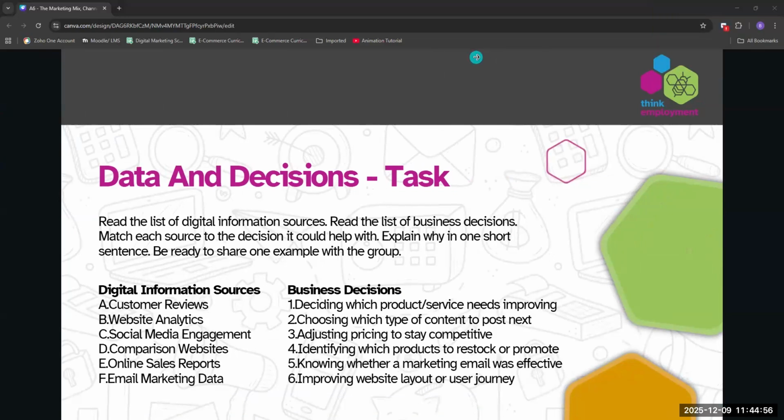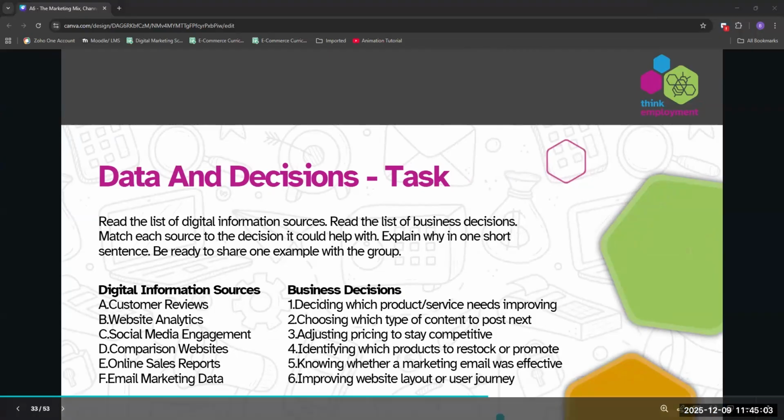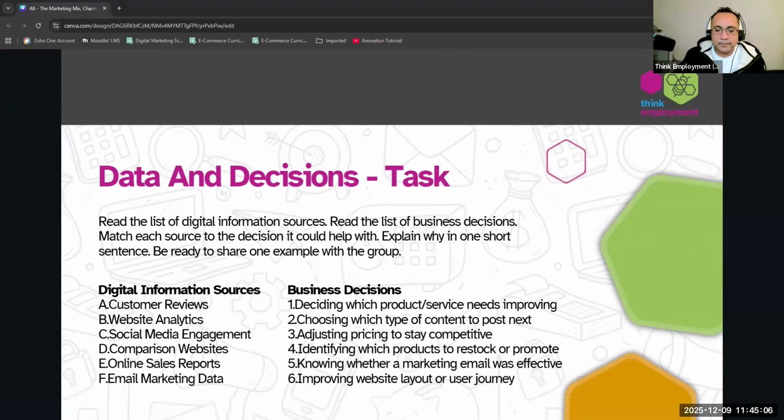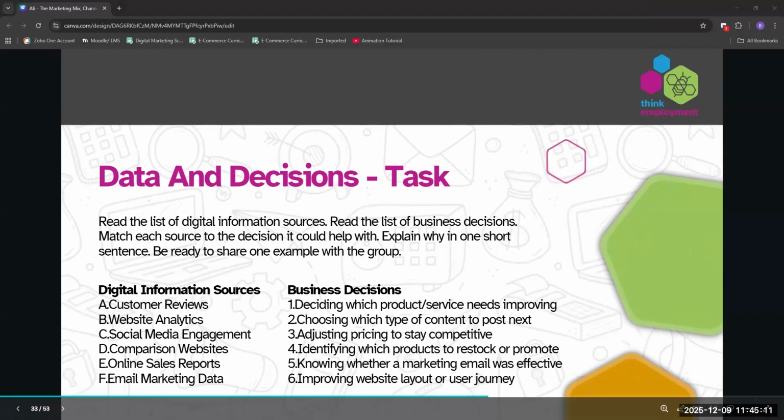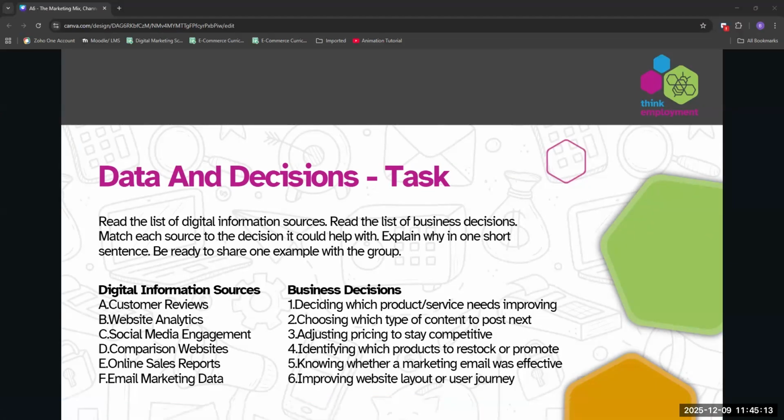There we go. So looking at what content works, what's not, what you could do more of, potentially less of. Comparison websites, to see what other people are offering as base prices, but also as offers: sign up, join, switch offers. Online sales reports to see what's flying off the shelves and may need adding to, or additional product lines, etc.